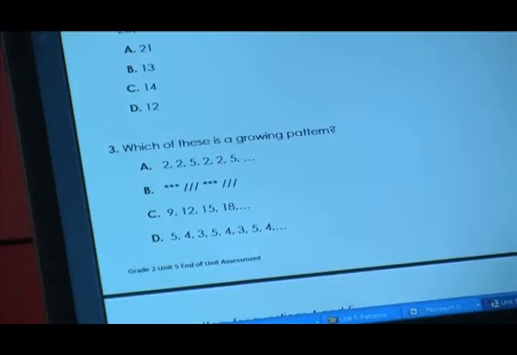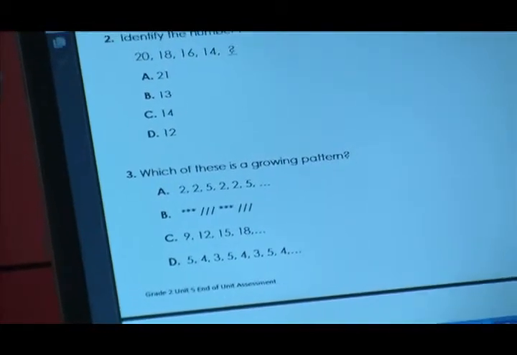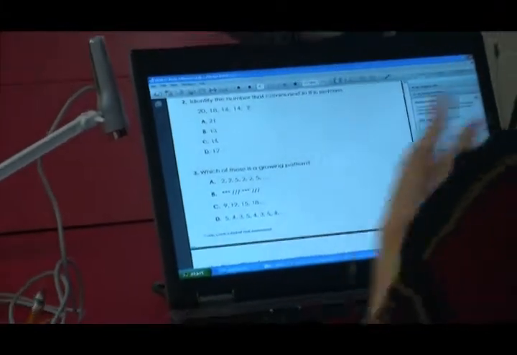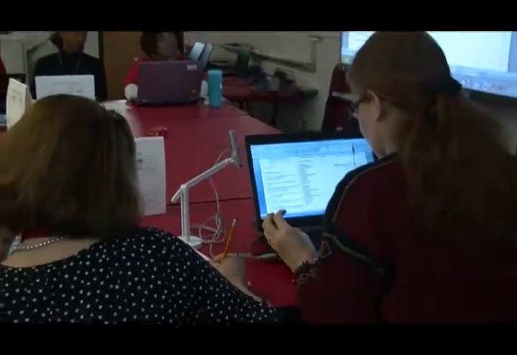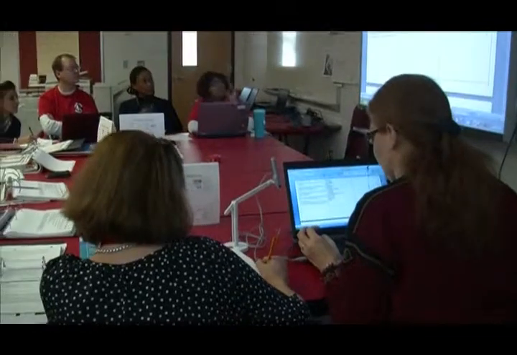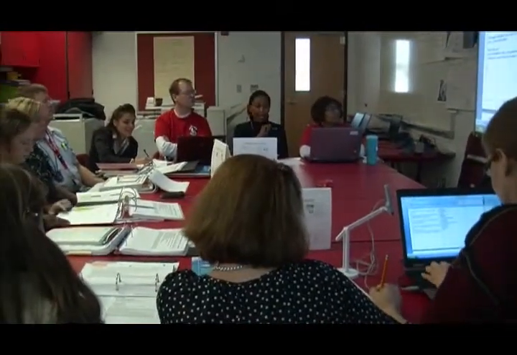Because they also put repeating pattern in there with numbers. So they really have to be solid on the difference between the two. They have to understand the difference. I think we should add it as a stem. I know this is a growing pattern because. I know this is a repeating pattern because. I agree, that's a good idea. I mean, as a frame, sorry. Is it A? No, it's C. So I know this is a growing pattern because 9 plus 3 plus 3. And then I know this is a repeating pattern because.